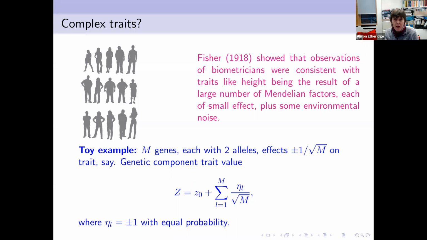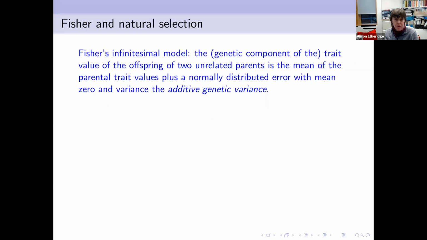And so the normal distribution that we see in many of these complex traits arises naturally if you adopt Fisher's model. And Fisher's infinitesimal model showed us how to propagate those complex trait values, or at least their genetic component, through time. Under Fisher's infinitesimal model, the trait value of the offspring of two unrelated parents is going to be the mean of the parental trait values plus a normally distributed error.